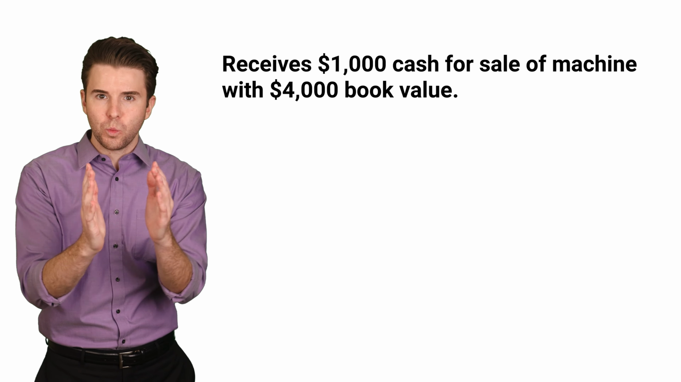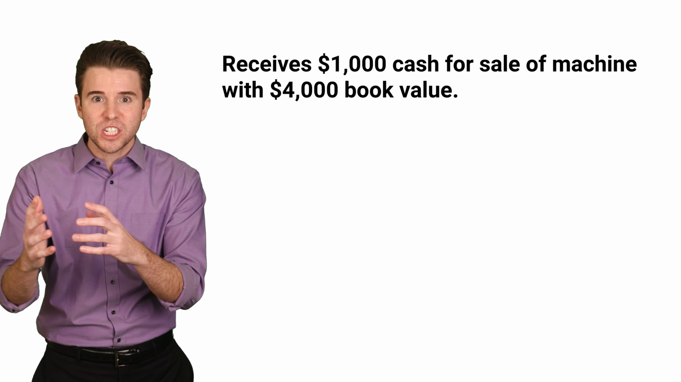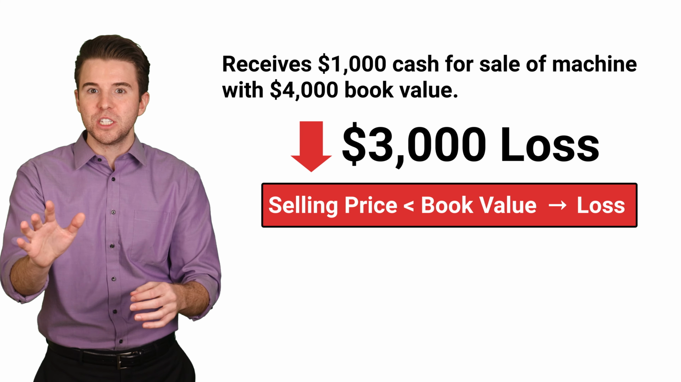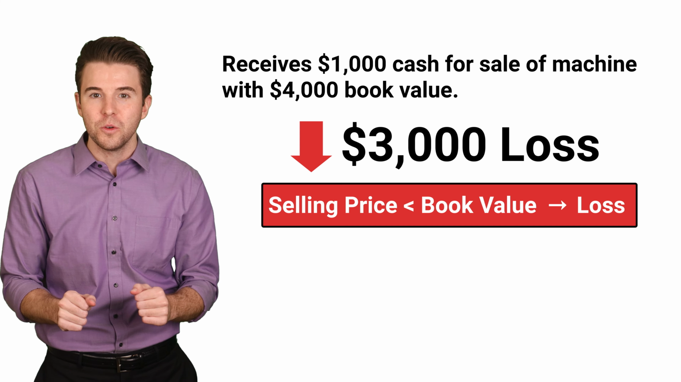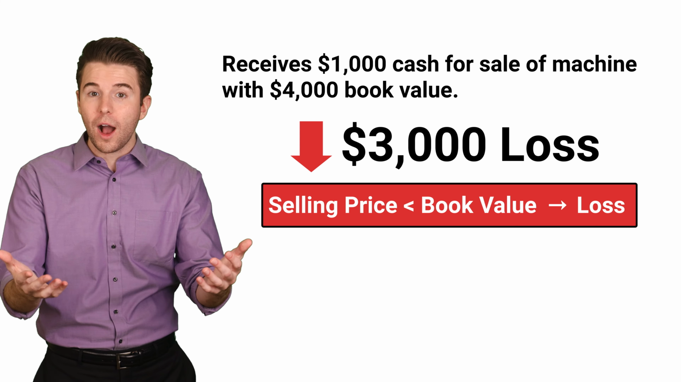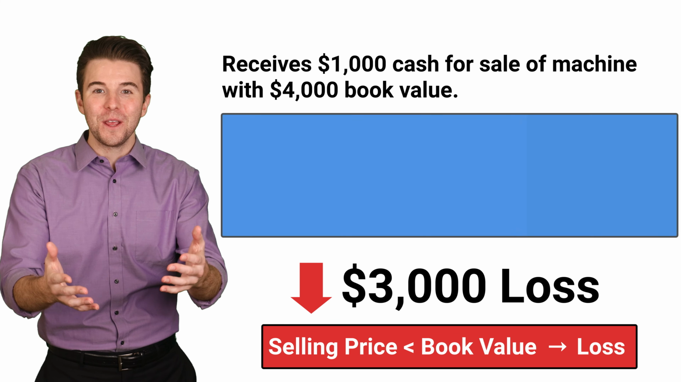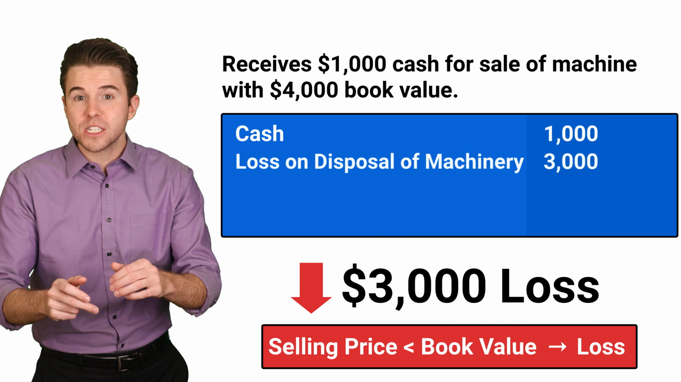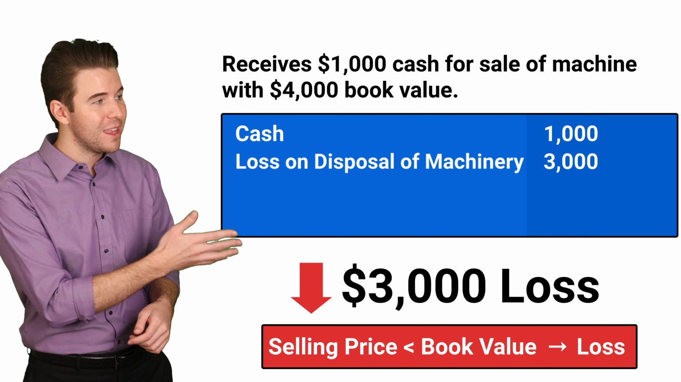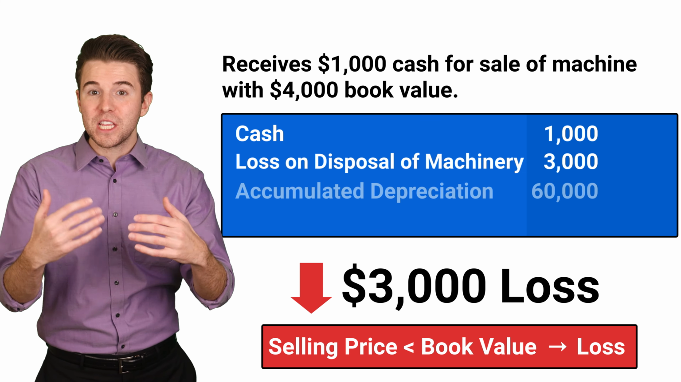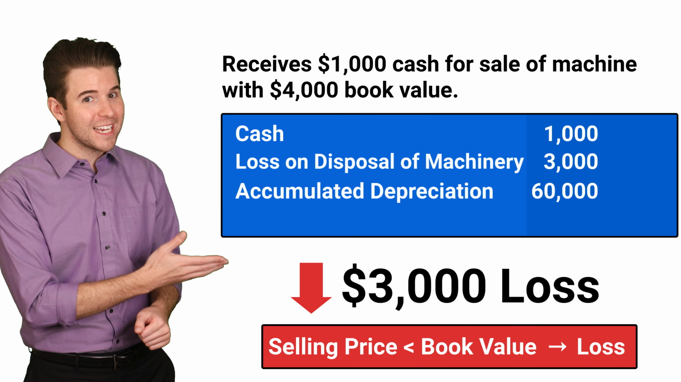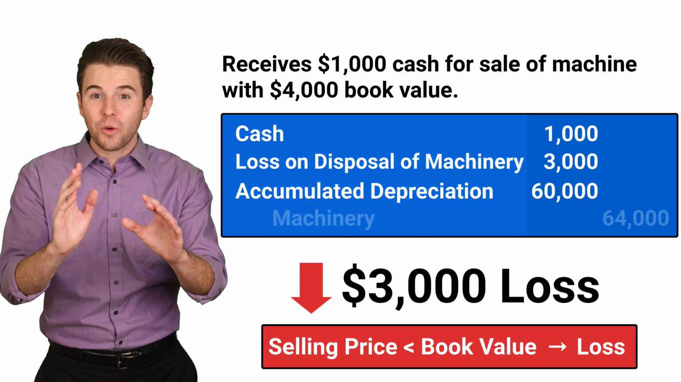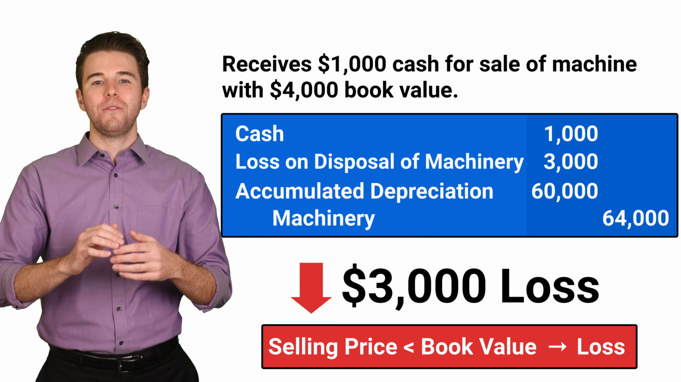If the company receives $1,000, which is $3,000 less than the machinery's $4,000 book value, we record a loss. In this entry, we debit cash for $1,000, debit loss on disposal of machinery for $3,000, debit accumulated depreciation for $60,000, and credit machinery for $64,000.